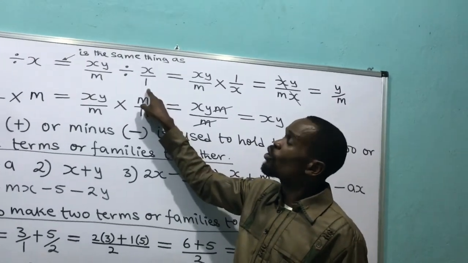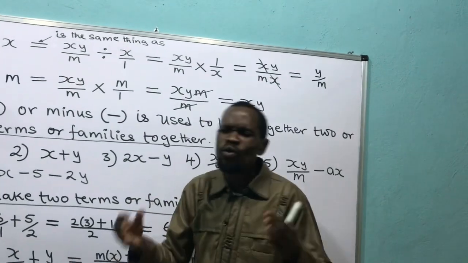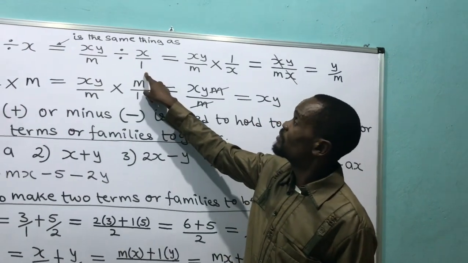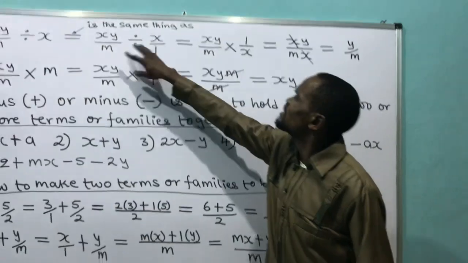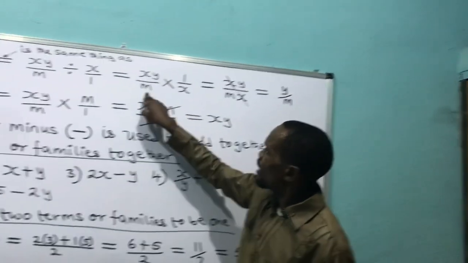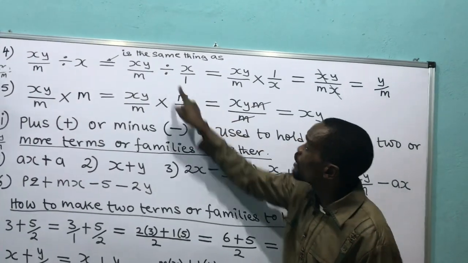How does this 1 come? We know that any term we write, any family we write, is divided by 1. Then I call the 1 that came. Now, this thing I write here is the same as x, y, m. Then this division sign will go.